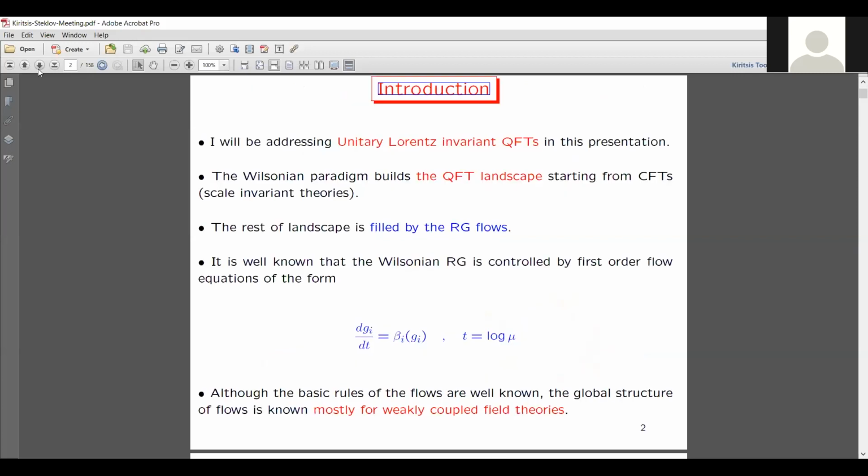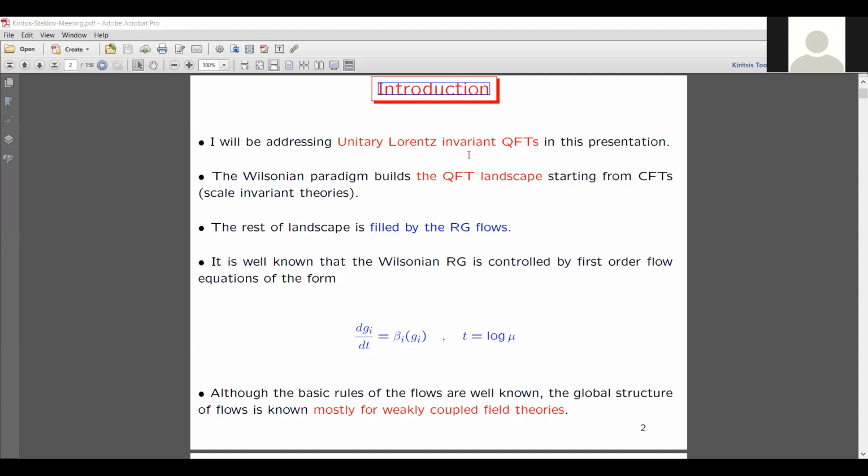Let me make clear that what we'll be addressing in this talk is unitary Lorentz invariant quantum field theories. As you all know, the Wilsonian paradigm builds the quantum field theory landscape starting from conformal field theories or scale invariant theories, and then the rest of the landscape is filled by renormalization group flows. The Wilsonian renormalization group is controlled by first order flow equations: the derivatives of the couplings with respect to the log of the renormalization group scale are equal to beta functions.